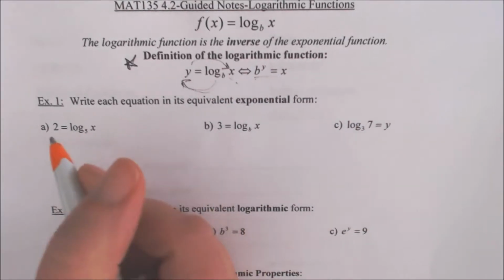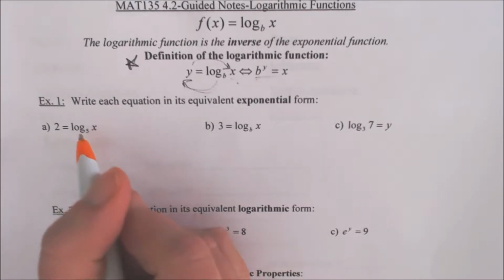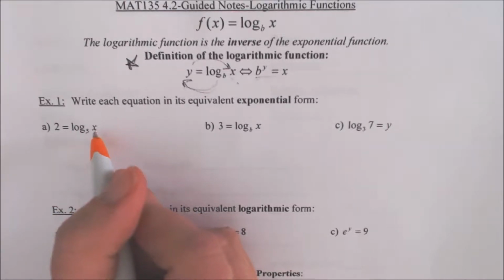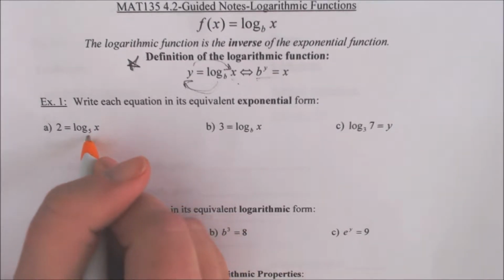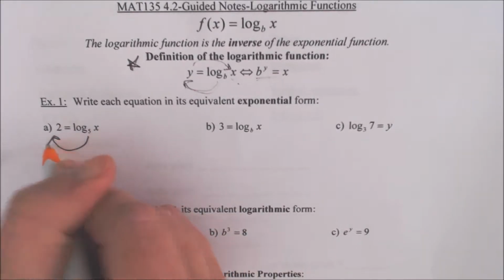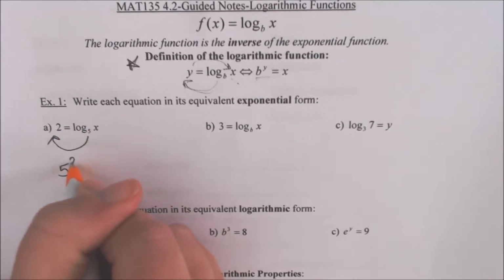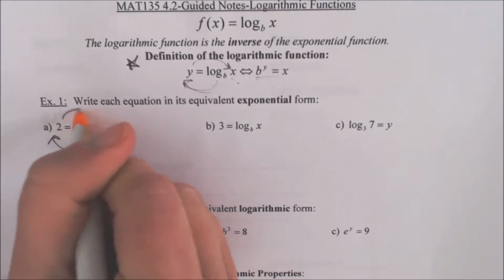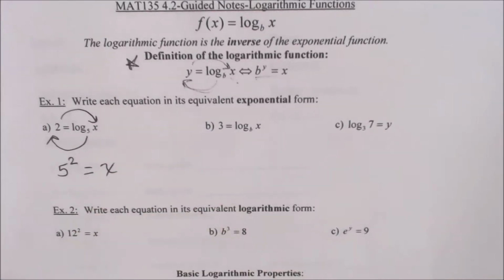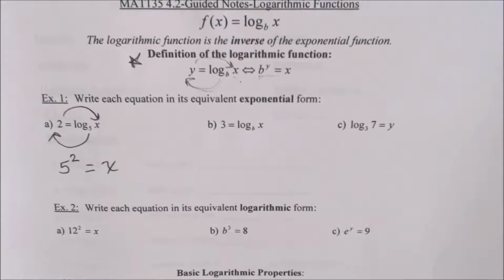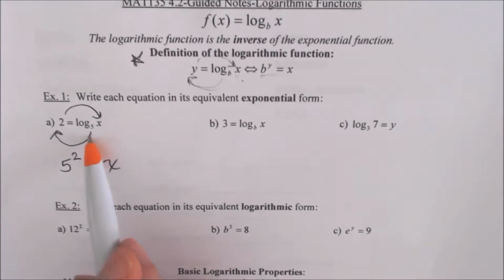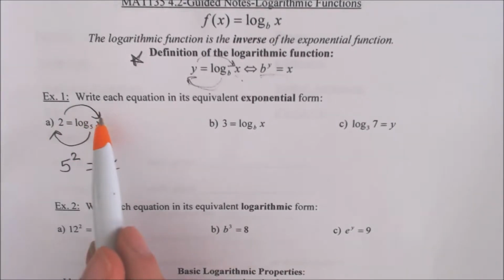Let me show you down here. So we've got 2 equals log base 5 of x. Start with the base. What's the base here? The base is 5, so I want it to be 5 to the other side power, so 5 to the second power equals the argument x, and that is the equivalent exponential form. You don't have to change it to a 25. I don't care that it's 25. I just want it in exponential form. So 2 equals log base 5 of x is equivalent to 5 to the second power equals x.